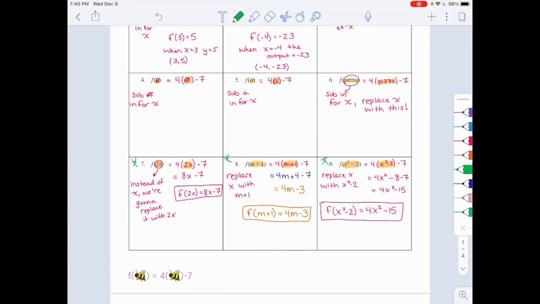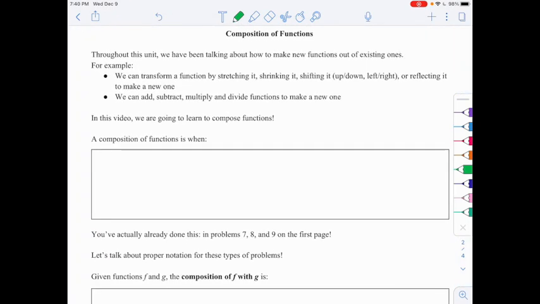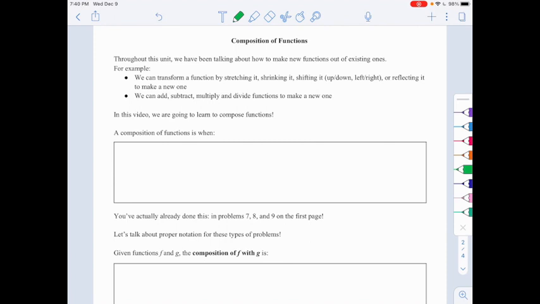Notice how when we started, we had f of x equals 4x minus 7, and then by the time we finished those, we had a totally new function. That's not a coincidence. So, throughout this unit, we've been talking about how to make new functions out of existing ones. For example, we can transform a function by stretching it, shrinking it, shifting it up, down, left, or right, reflecting it to make a new one, right? We did transformations of functions for a while. We can also add, subtract, multiply, and divide functions to make new ones. That's what we talked about in the last video, right? We talked about operations with functions.